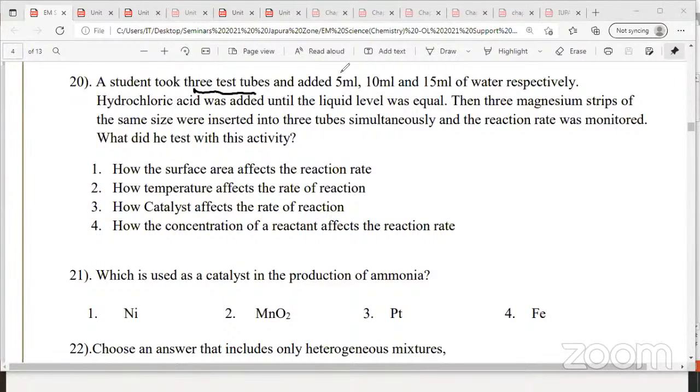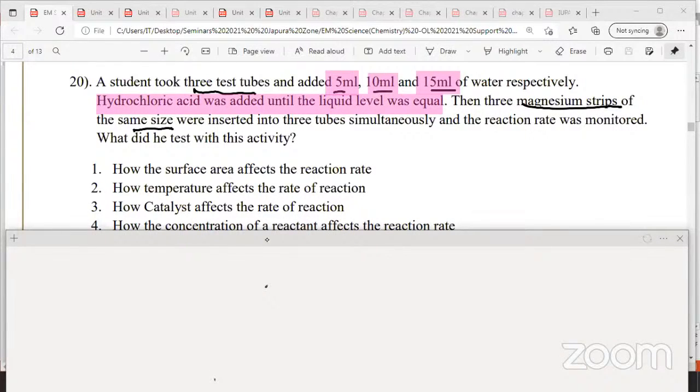Three tubes with 5 ml, 10 ml, 15 ml water, and hydrochloric acid added until the liquid level was equal. Then magnesium strips of the same size were added to the 3 tubes simultaneously, and the reaction was monitored. What did he test in this activity? He took different volumes of water. Look here, different 5 ml, 10 ml, and 15 ml, and added hydrochloric acid equally. Okay, you can make a small sketch of this diagram, then you can understand what is happening.